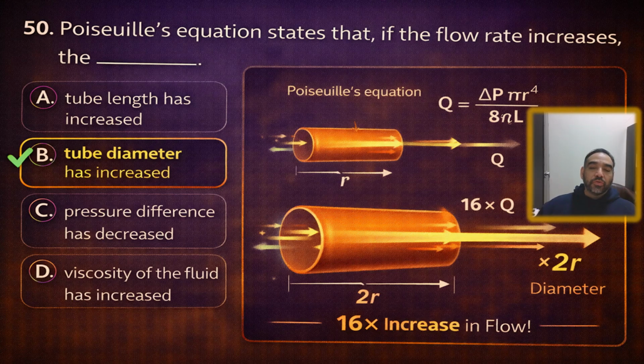The next one is C. There's a pressure difference that's decreased. So again, flow is directly proportional to pressure difference. So Q is proportional to delta P.